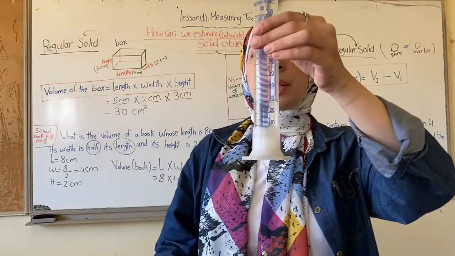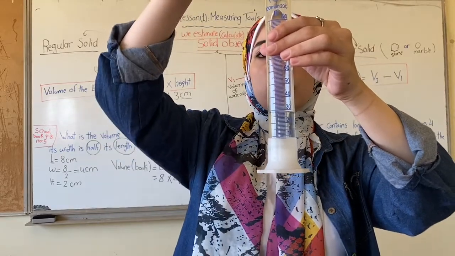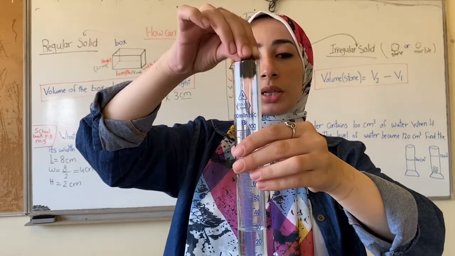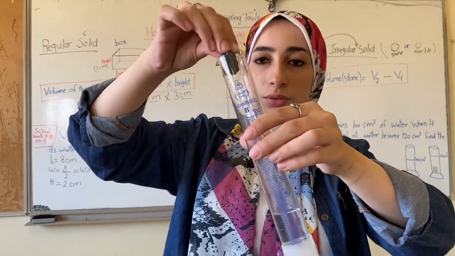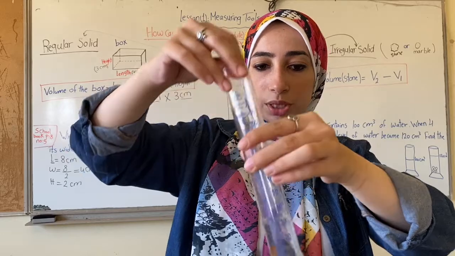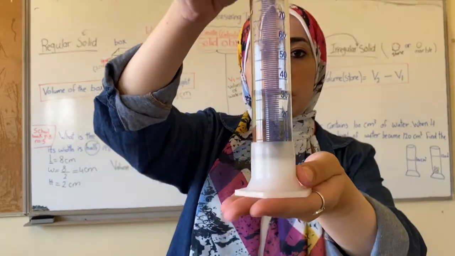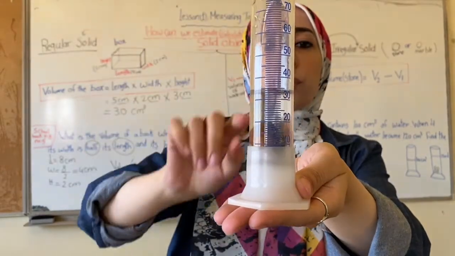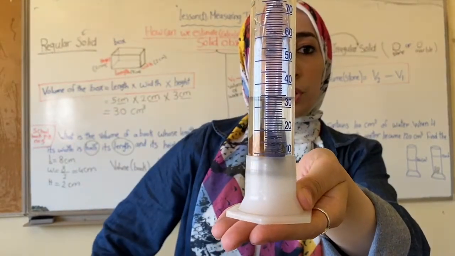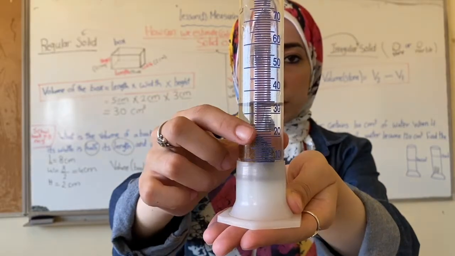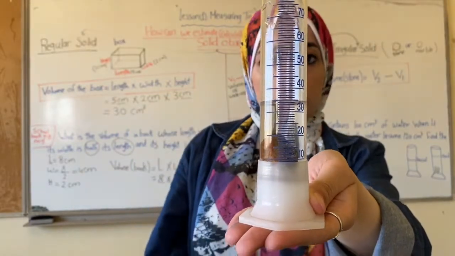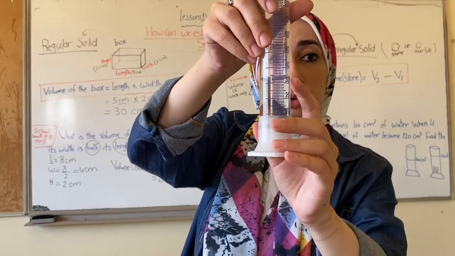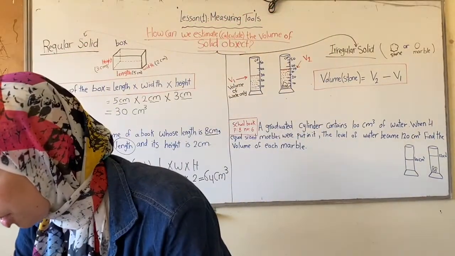Then I'm going to put the stone inside the cylinder. Okay, I'm going to put it now. Can you observe that the level of water rises up? Right? It rose from 30 to 35 cubic centimeters.